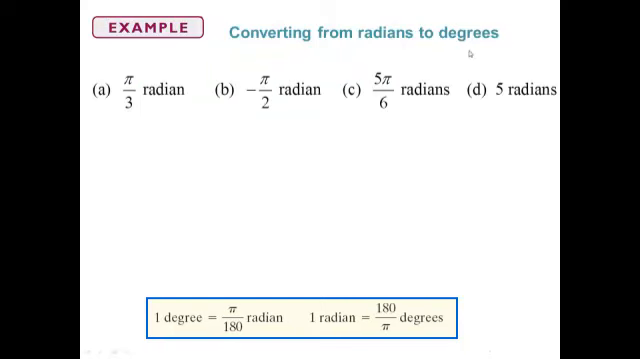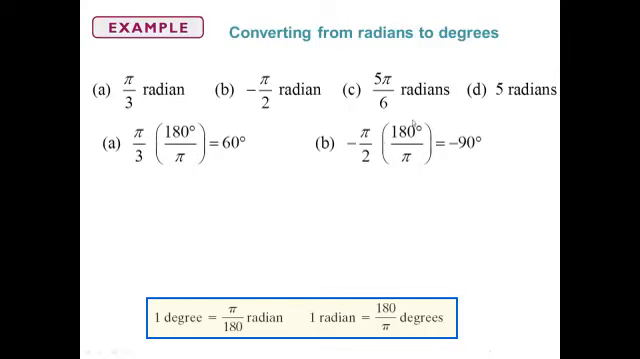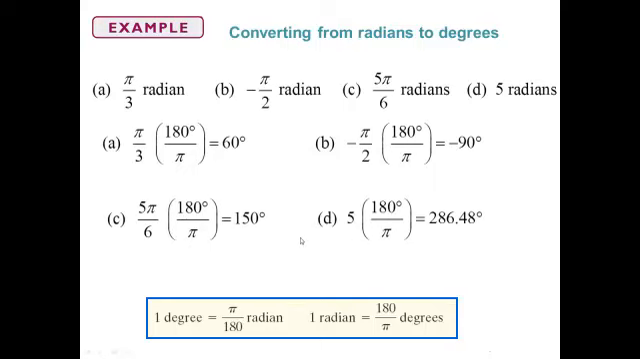So converting from radians to degrees, now we have to do the opposite operation. We need to multiply by 180 over pi, and then we cancel the pi, we divide 180 by 3, and we get 60 degrees. So we multiply by 180 over pi when we are converting from radians to degrees. And we get different examples.